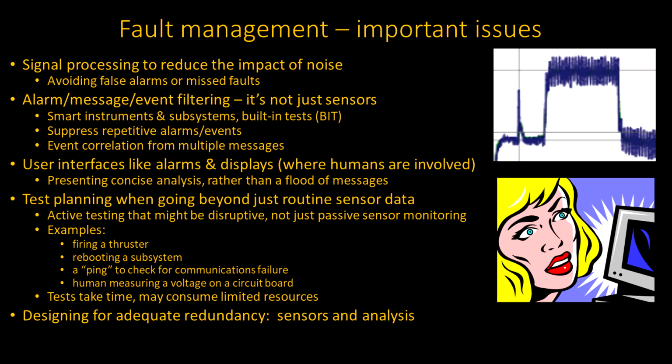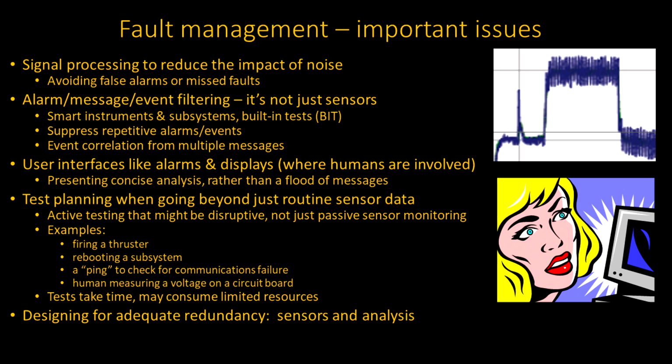The next thing is event filtering, which really includes alarms or messages of any kind. You're not really dealing with sensors anymore, even in your typical physical systems. You have a lot of smart instruments, you have a lot of subsystems, each of which has its own computer. They probably have their own built-in tests. That's actually kind of a big thing in the aerospace world. So they generate messages rather than just generating values like a sensor would. And the problem with them is they can be repetitive. So you need to many times suppress the repetitive ones, which are just the same thing over and over again.